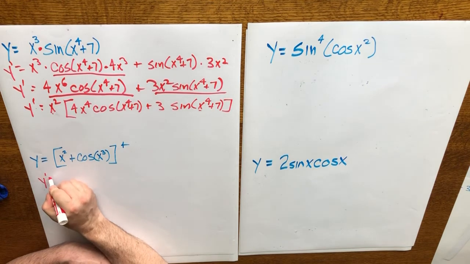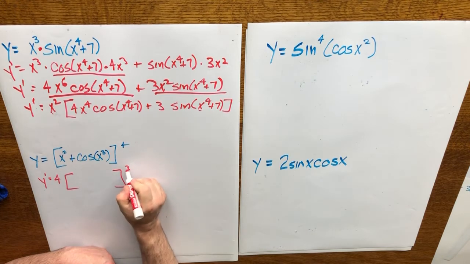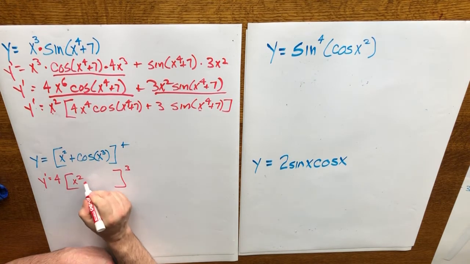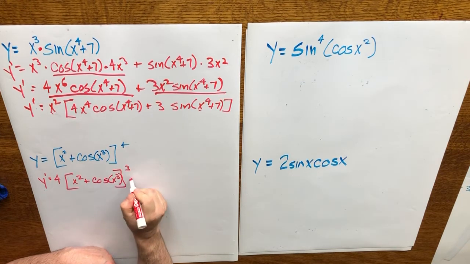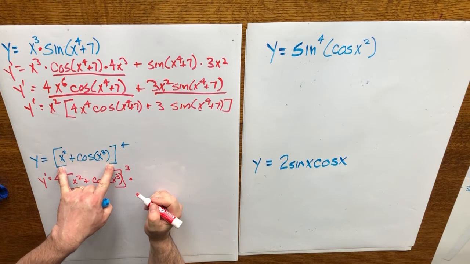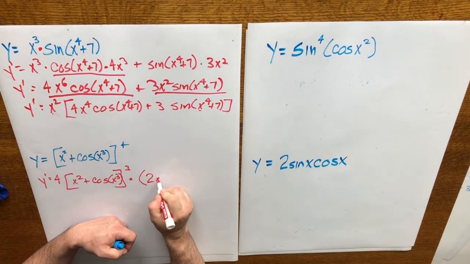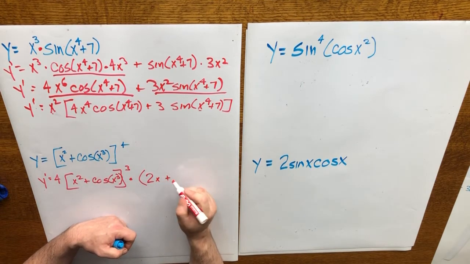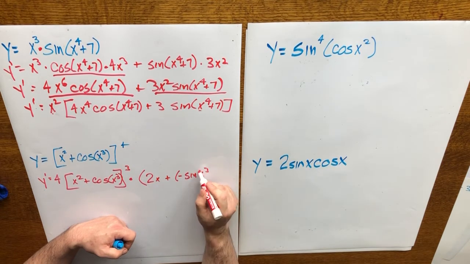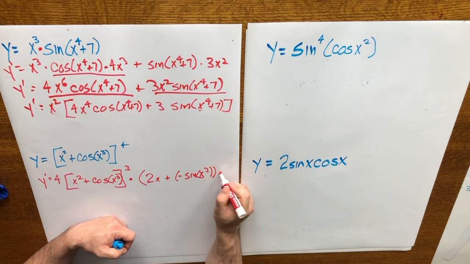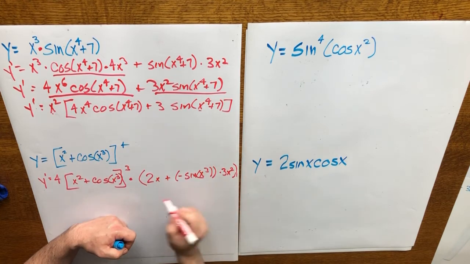Here's another one, another chain rule question. Let's see what we can do with this. Y prime equals 4 [x squared plus cos x cubed] cubed. So this part doesn't change. We leave it the way it is. Times, and now we'll look at the derivative of what's inside the brackets. Well, what's the derivative of that? The derivative of x squared is 2x, and the derivative of cos x cubed is going to be negative sine x cubed times 3x squared.